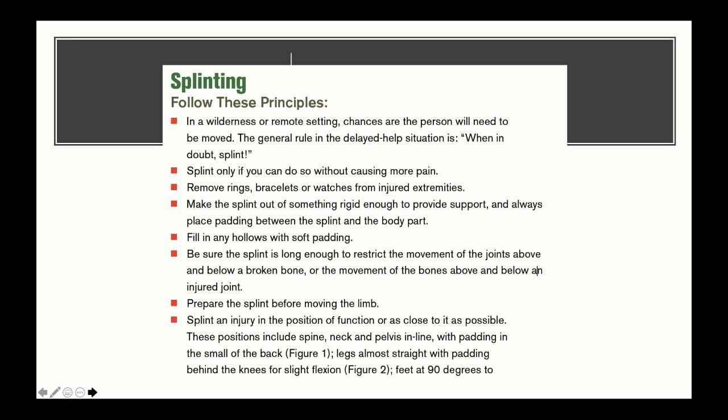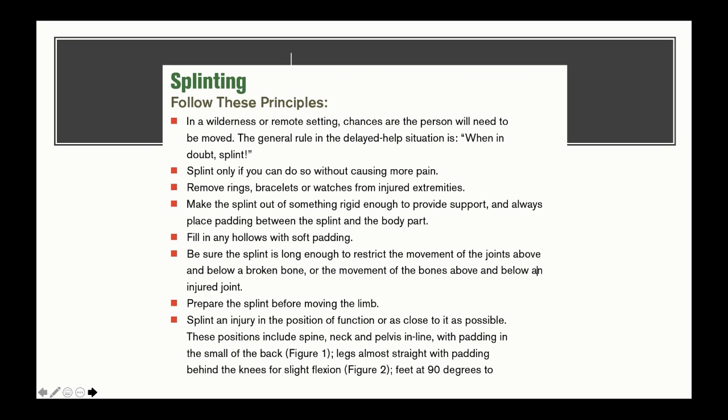Be sure that the splint is long enough to restrict the movement of the joint below and above. So for example, if I was to break my shin, I would want to splint my knee as well as my ankle, okay? So the joint both below and above.